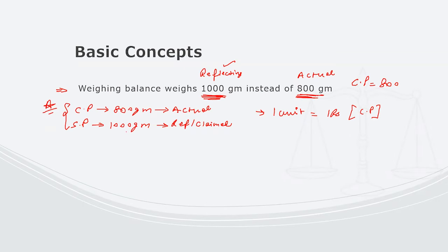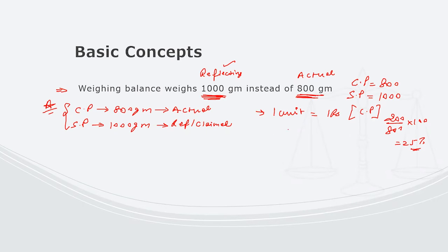But what is he claiming? He's claiming that I'm giving you 1000 grams. So he's going to charge his customer and say that, look, my selling price has to be 1000 rupees. In that case, my profit value will be what? My profit value will be 200 upon the cost of 800 into 100. That will be 25% profit, right? Now, this is how you calculate your profit percentage.